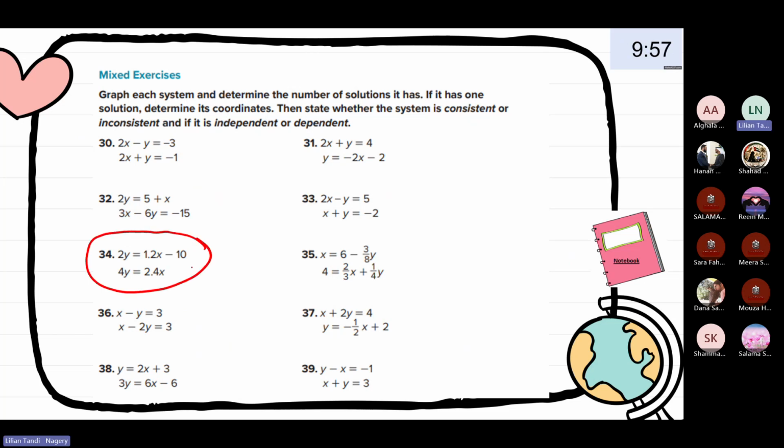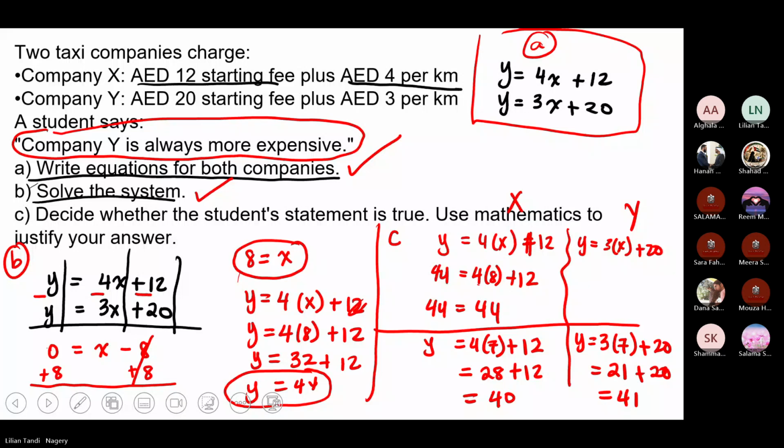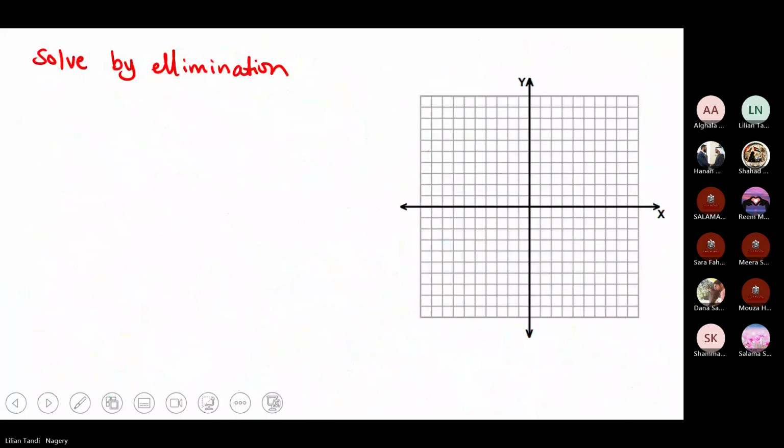Let us do question 34. Can you write it down, please? Because when I go to the other screen, I need you to read for me. Okay, give me the equation. I mean, give me the system. It's called a system of equations.